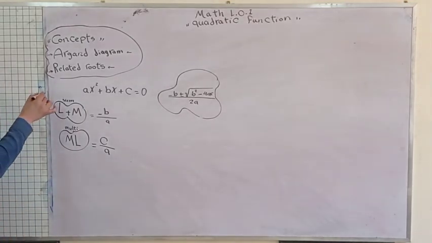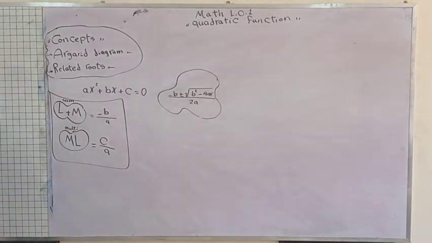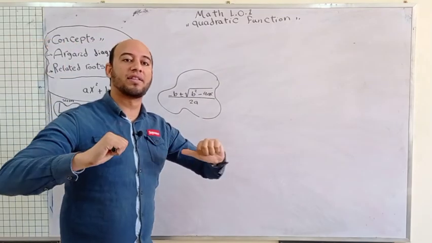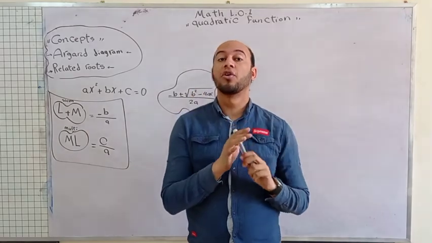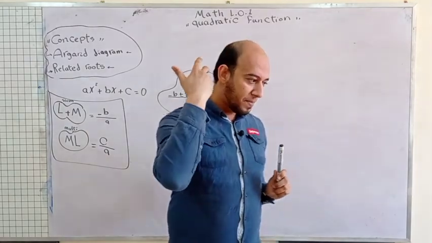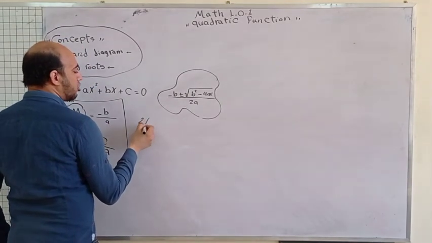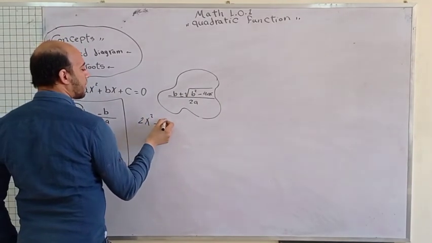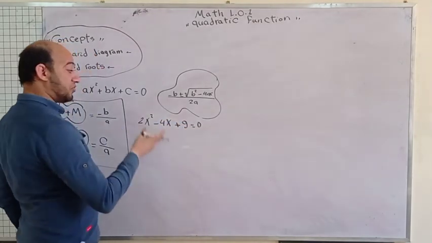Then these two relations are very important because they connect the sum of roots and the product of roots with the equation coefficients. We can get the sum and the product without solving the equation, only with the coefficients. For example, if I have an equation, 2x squared minus 4x plus 9 equals 0. This is an equation.